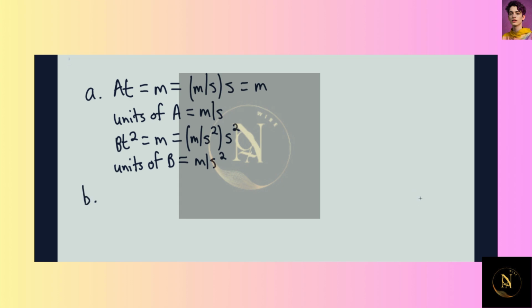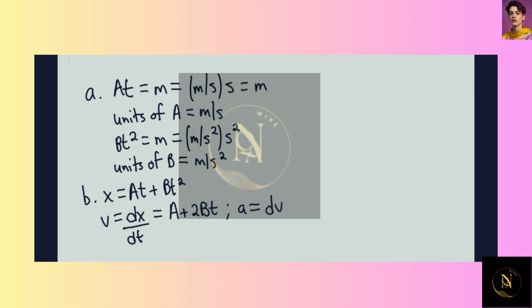For part B, they want us to find the acceleration. So the acceleration is going to be the second derivative of the position function. We know that for part B, the position function equals AT plus BT squared. And so the velocity would be equal to the first derivative. This would be A plus 2BT.